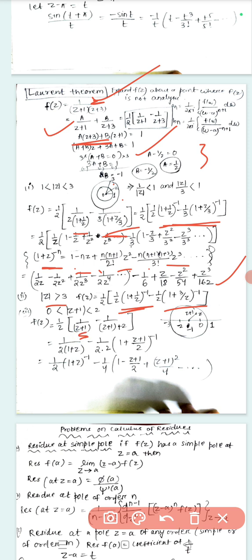So first you have to convert the denominator to z plus 1. Here z plus 1 is already written, and in the case of z plus 3, put z plus 1 plus 2. Then take z plus 1 as it is, and between z plus 1 and 2, which one is bigger? 2 is bigger, so take 2 as common: 1 by 2 whole into 1 plus (z plus 1 by 2) to the power minus 1. Then put the series 1 plus z to the power minus 1, this series.